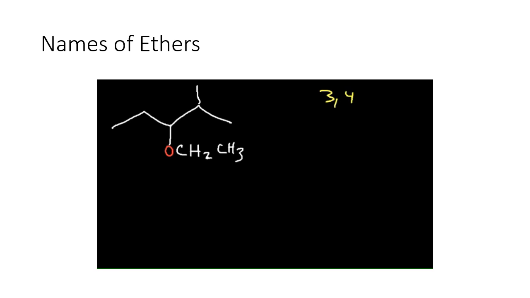If we count it from right to left, the methyl is going to be on carbon 2 instead of carbon 4. So you want to count in the direction that's going to give you the lower numbers. So we want to count that way.